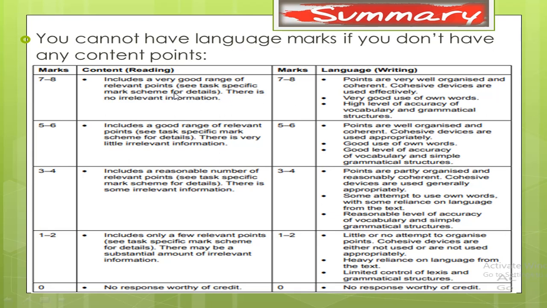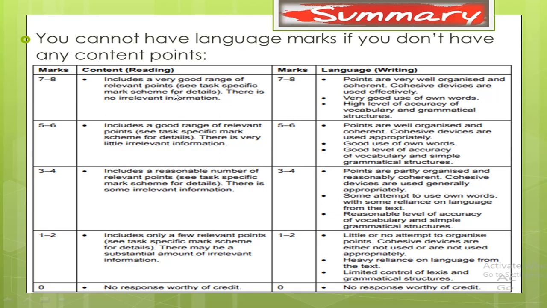Include a very good range of relevant points. See the task specific mark scheme for details. In the mark scheme it is mentioned that 7 to 8 points. So if we include 7 to 8 relevant points, there are chances that we get 7 to 8 marks for that. If we haven't included any relevant points, we cannot get 7 to 8 marks for content.